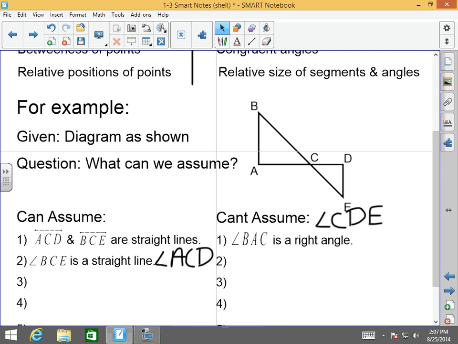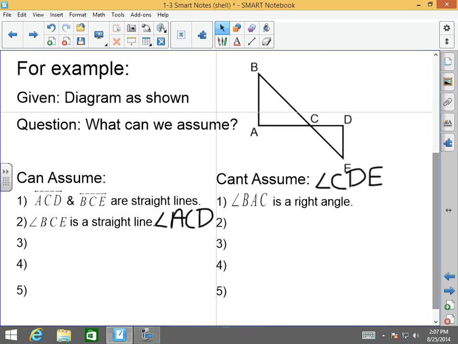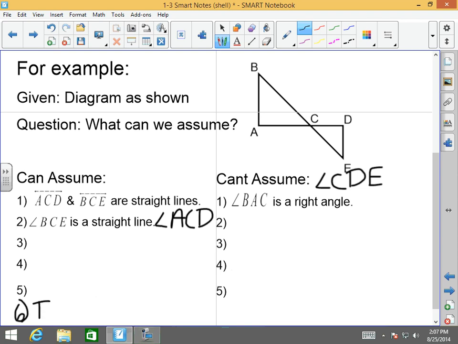What else do you think we can assume? You can assume that B, C, and E are collinear. Wow, very good. I didn't even catch that one. So points B, C, and E are collinear. Very excellent. What else can we assume?